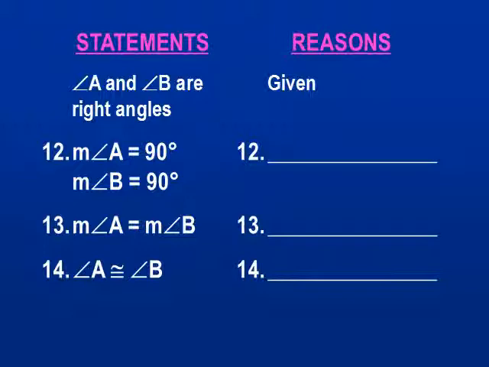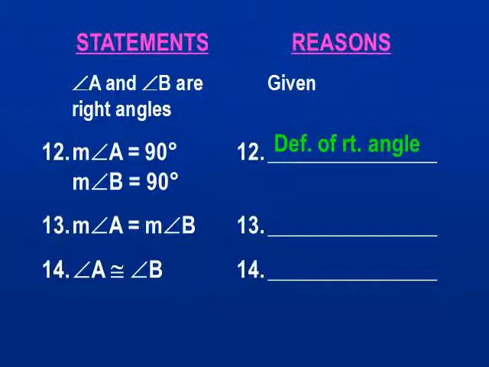So here's a little sneak peek of our proof, and I want to go through this step by step. Angles A and B are right angles, that's the given, and we're going to prove that angle A is congruent to angle B. So after I know that they're both right angles, I can say that the measure of angle A equals 90 and the measure of angle B equals 90. And why can I say that? That is officially the definition of a right angle.